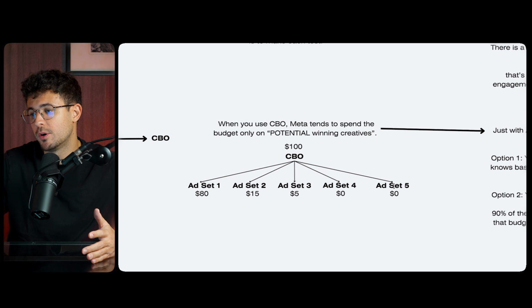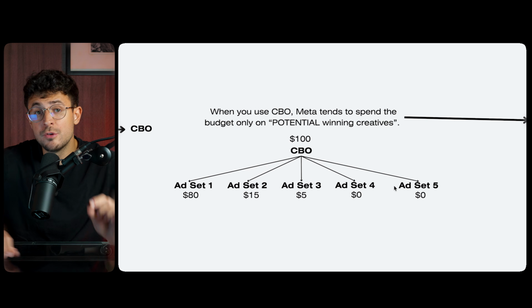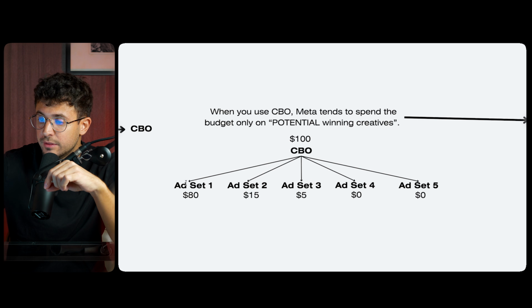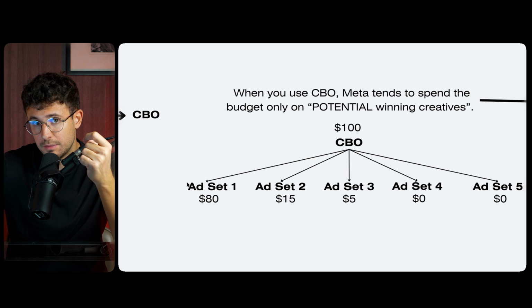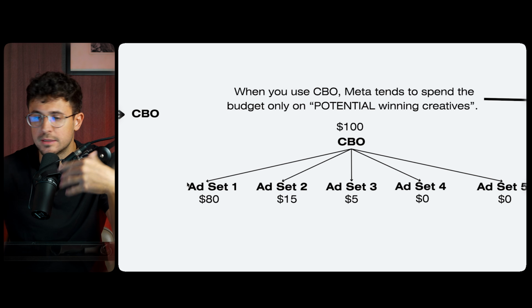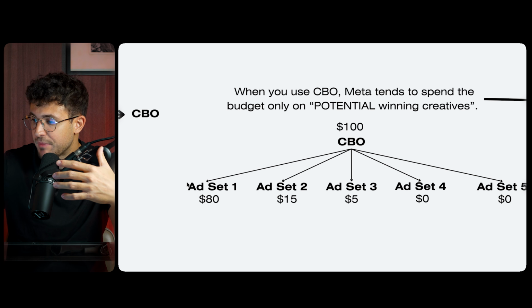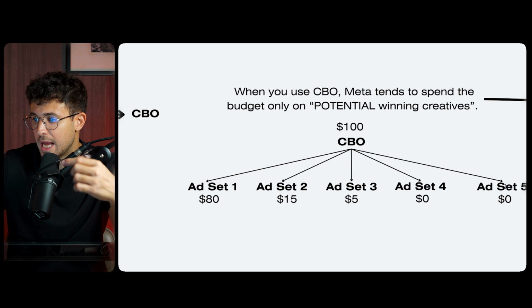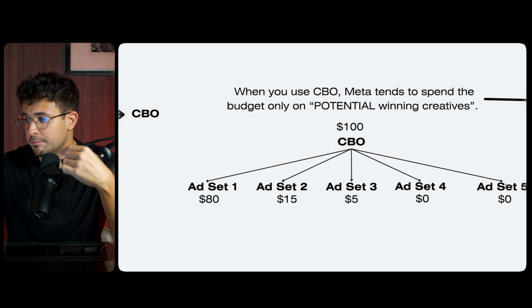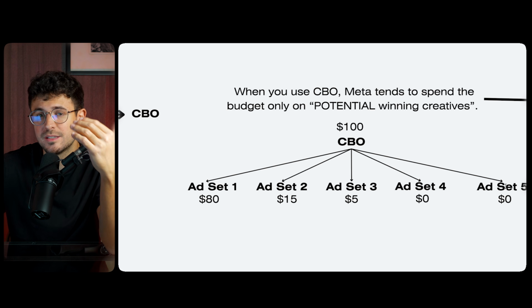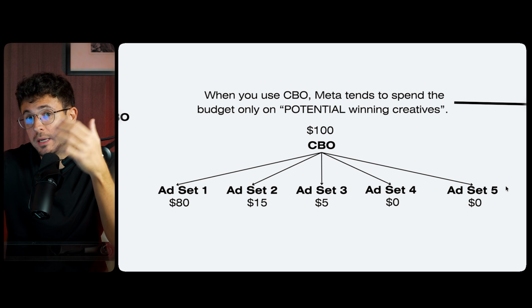Now, something important to mention is that I usually see that if ad set number 1 has a lower CPM, because probably there is better engagement or a better experience on the ad, and ad set number 5 is probably a video, for instance, that has a higher CPM, Meta tends not to spend budget on it.